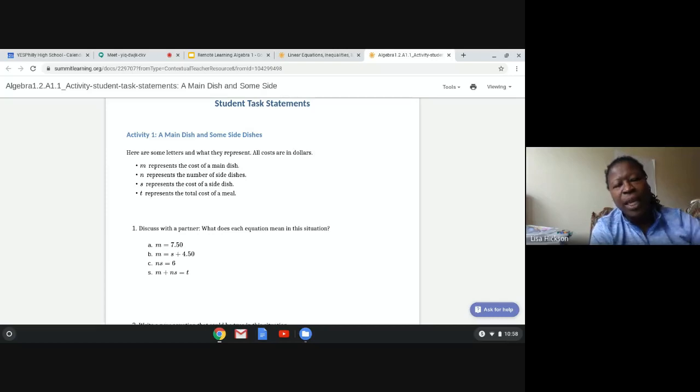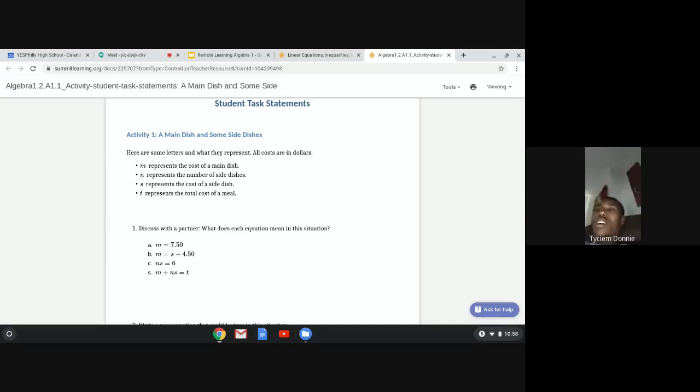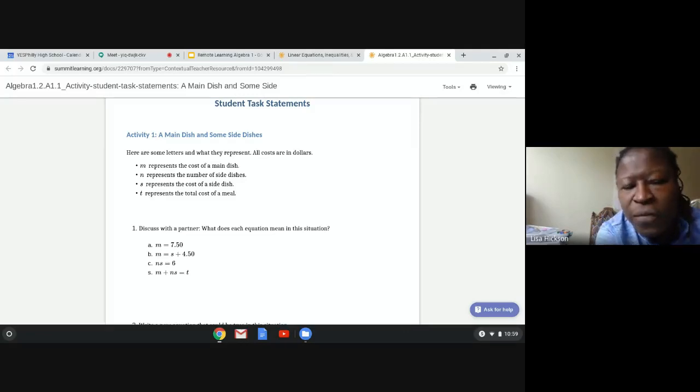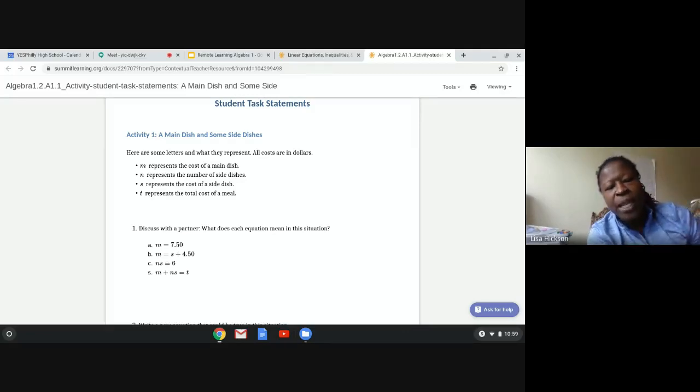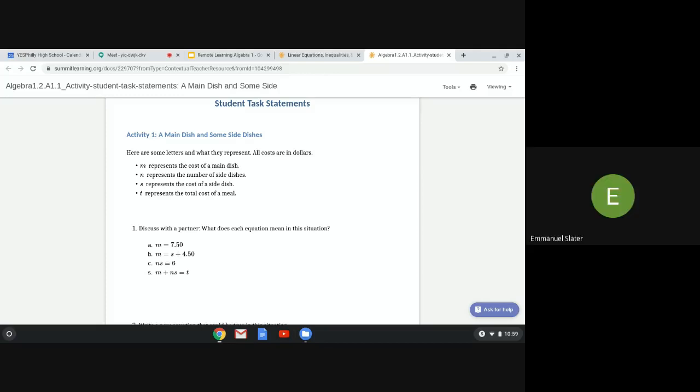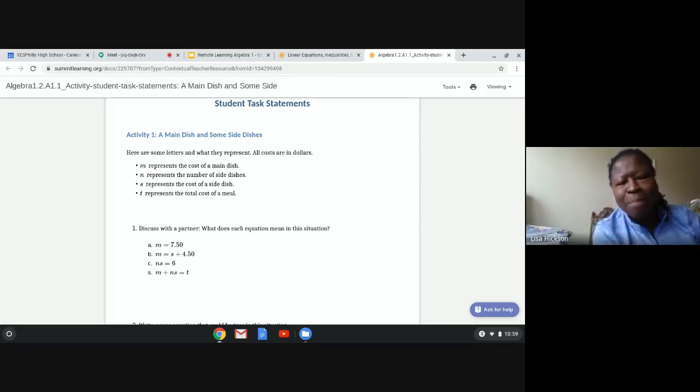All right, so here, M represents the cost of a main dish. N represents the number of side dishes. S represents the cost of a side dish. And T represents the total cost of a meal. So in number 1, we are going to discuss as a class, what does each equation mean in this situation? So for A, M equals 750. What does that mean?